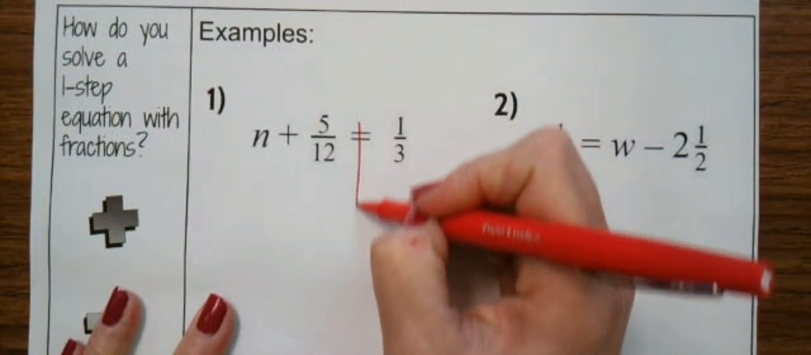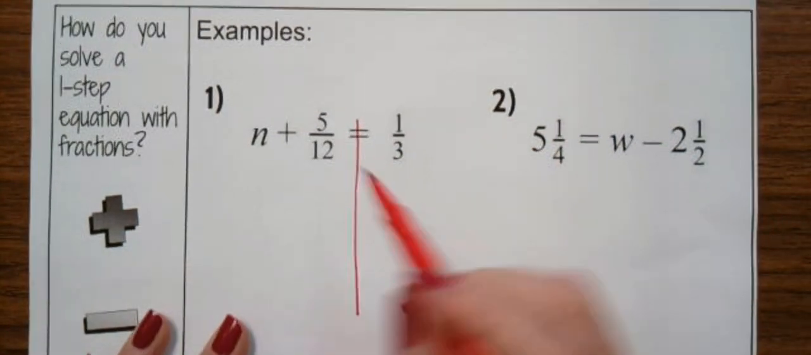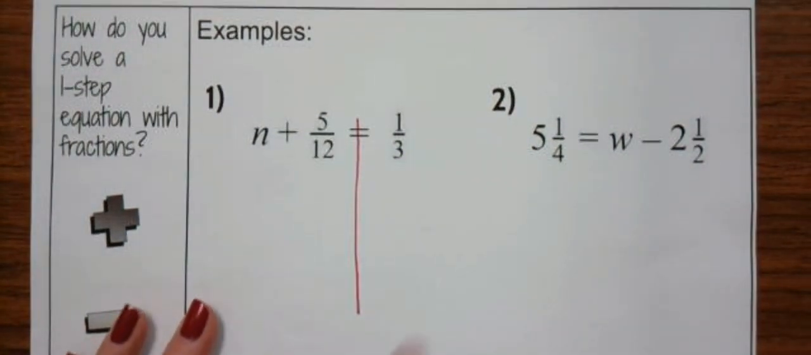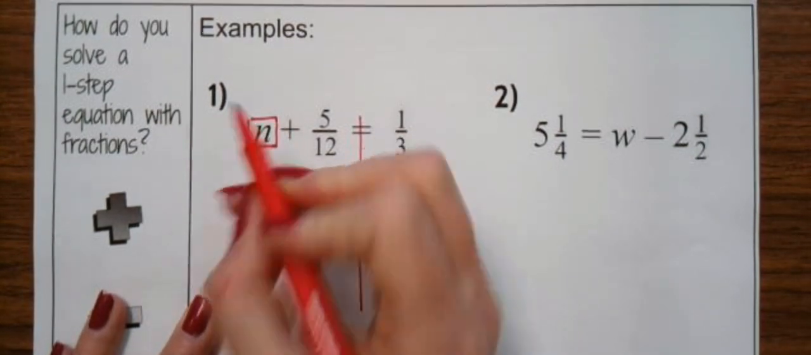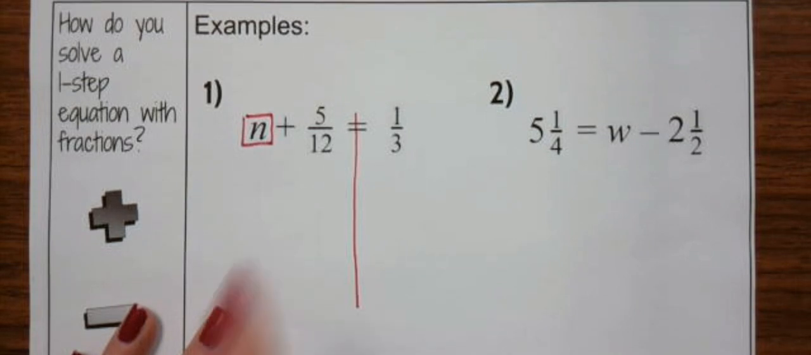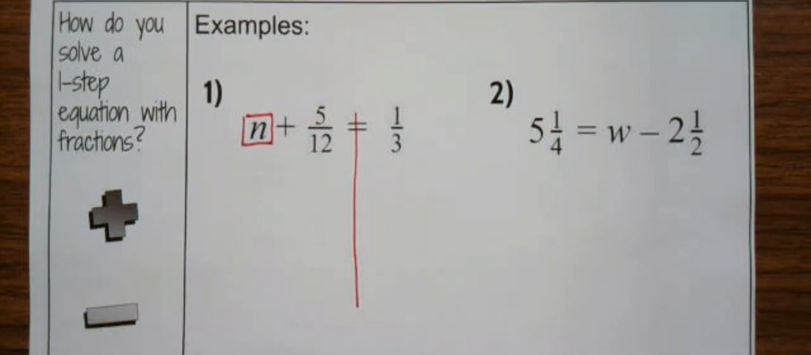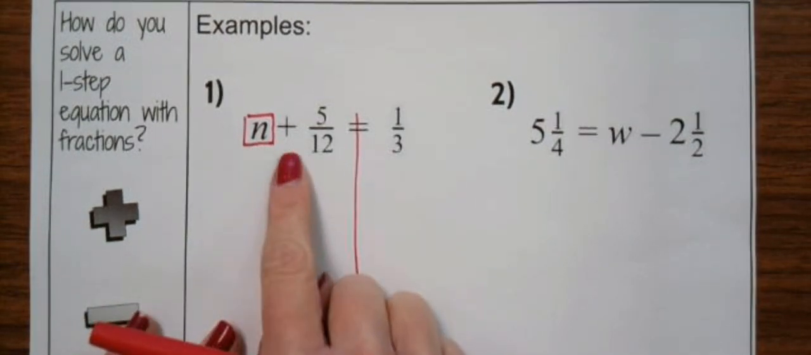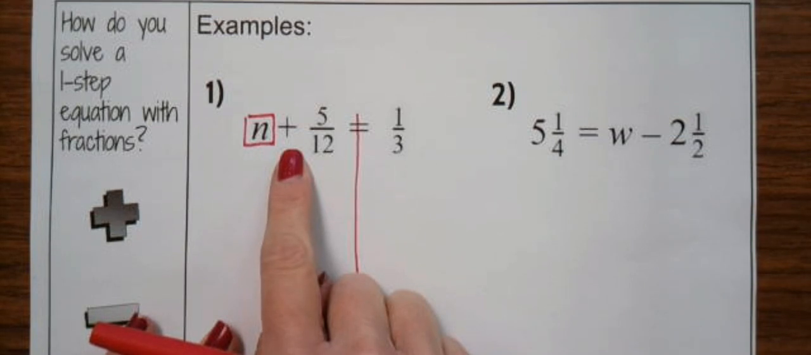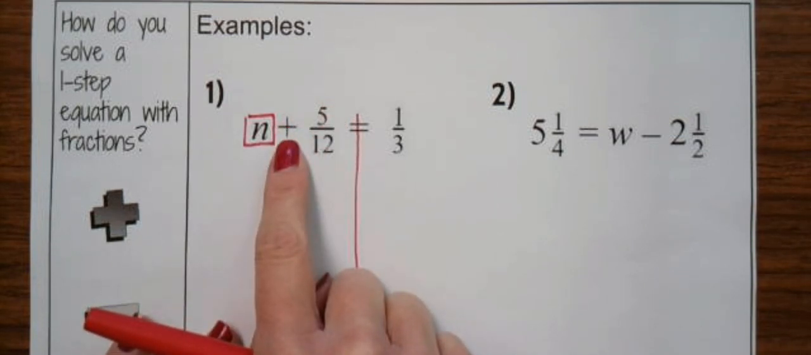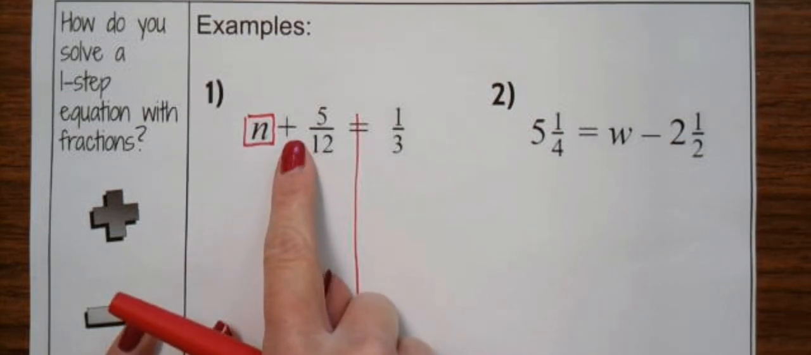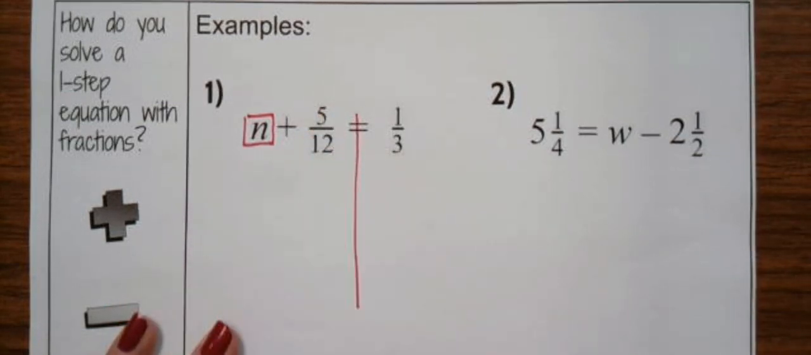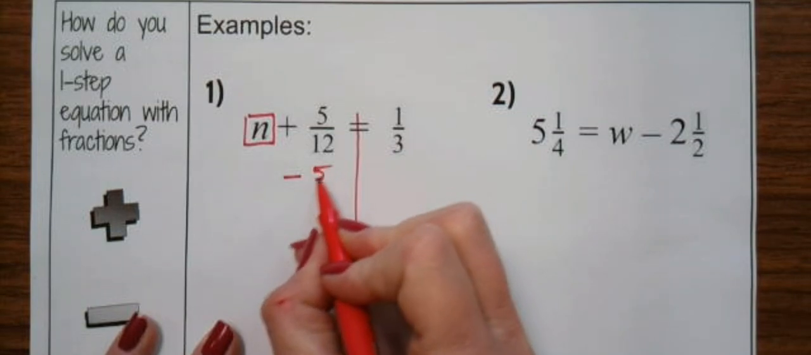So I'm going to begin by drawing a line down my equal sign just to keep my work organized, keep everything nice and straight. I'm going to put a box around the variable n. My goal is to get the n by itself, to isolate it, to figure out what is the value of n. So take a look at what's been done to it. It looks like we've added 5/12 to our n. So we need to undo that with the inverse operation. The inverse or opposite of add 5/12 would be take away 5/12.